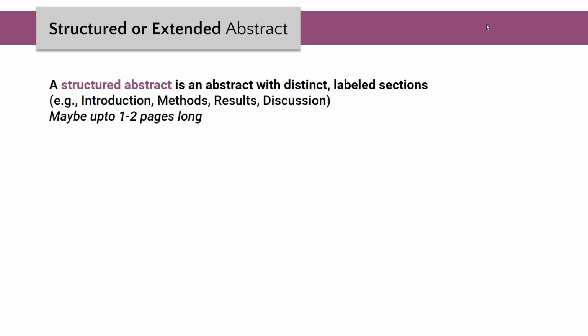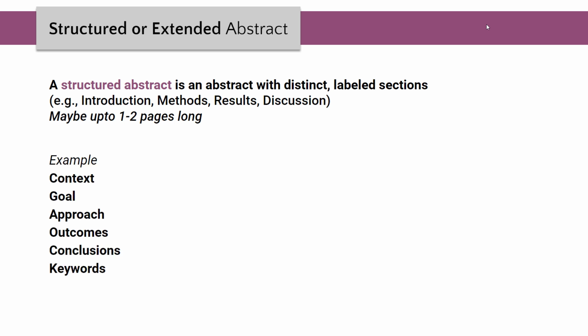Know that this is different from a general abstract, which is supposed to be just 200 to 300 words or even less, and is just supposed to be paragraphs. A structured or extended abstract actually should have these separate headings. One such example of the structure of a structured abstract could be context, goal, what is the approach, what are the outcomes, what are the conclusions, and some keywords.